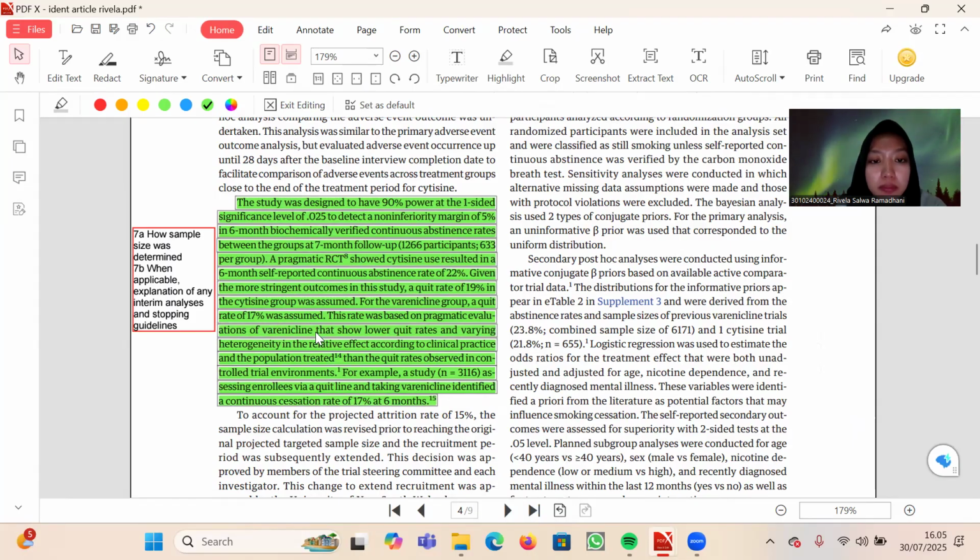This rate was based on pragmatic evaluations of varenicline that show lower quit rates and varying heterogeneity in the relative effect according to clinical practice and the population treated, compared with the quit rates observed in controlled trial environments. For example, a study assessing varenicline via a quitline identified a continuous cessation rate of 17% at 6 months.